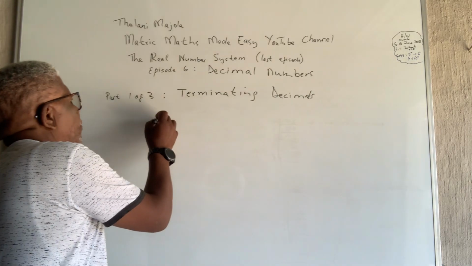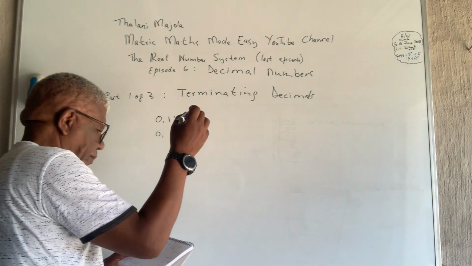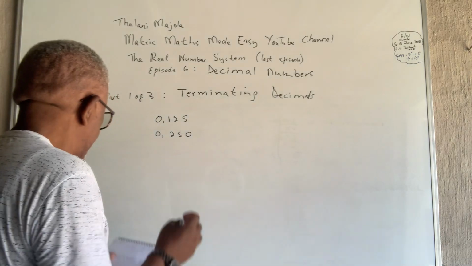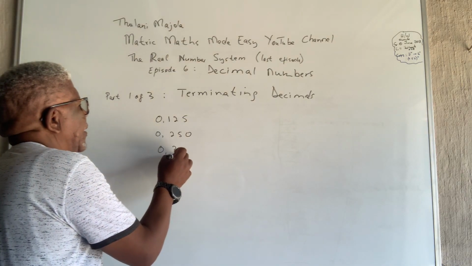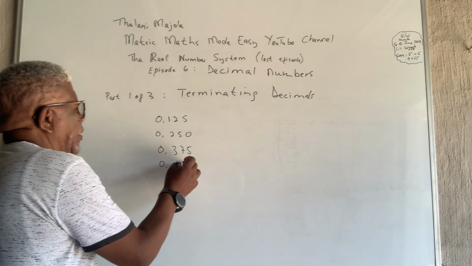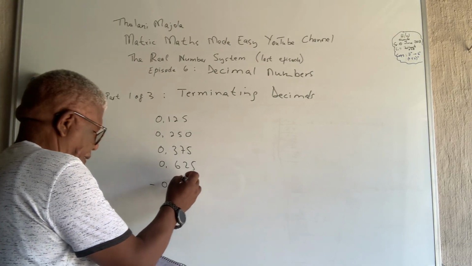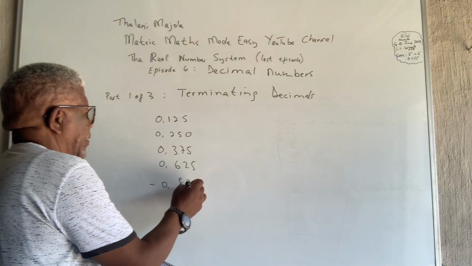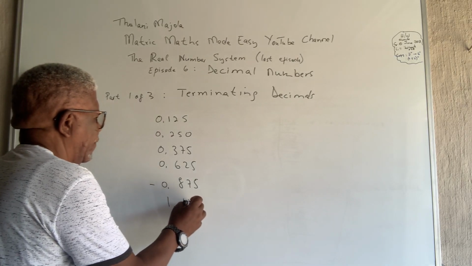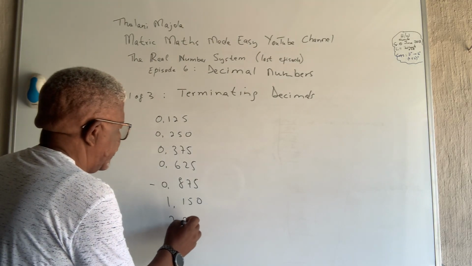For example, 0.125, 0.25, say 0.375, 0.625, or maybe even negative 0.875, 1.150, 2.250.